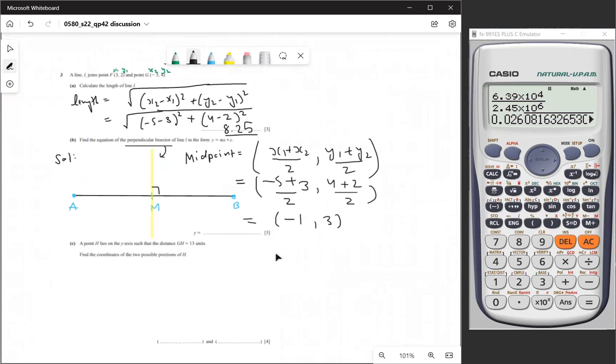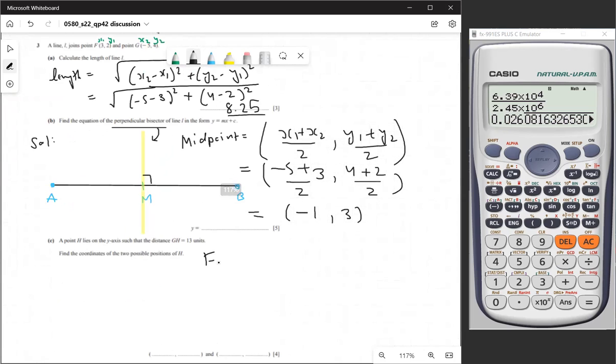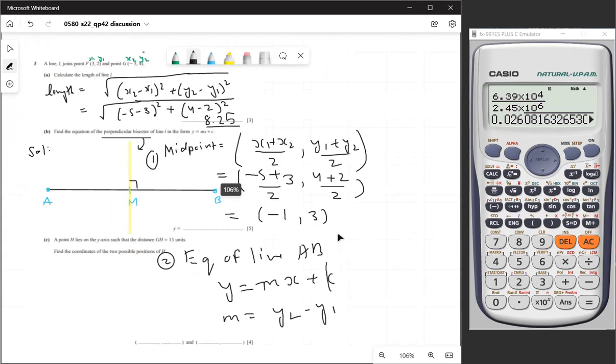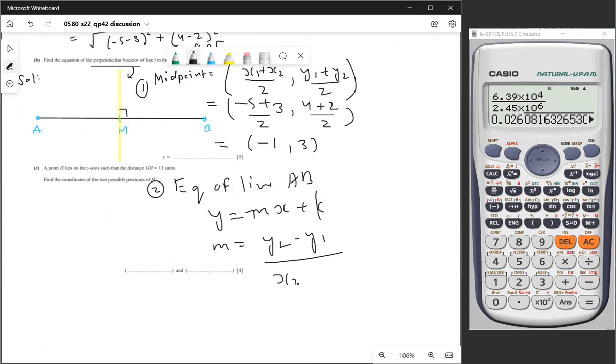Now we know that. The next thing is the equation of line AB. That's the first step done. Second step is the equation of line AB. What is the equation of a line? y is equal to mx plus c. What is m? M is y2 minus y1 divided by x2 minus x1.